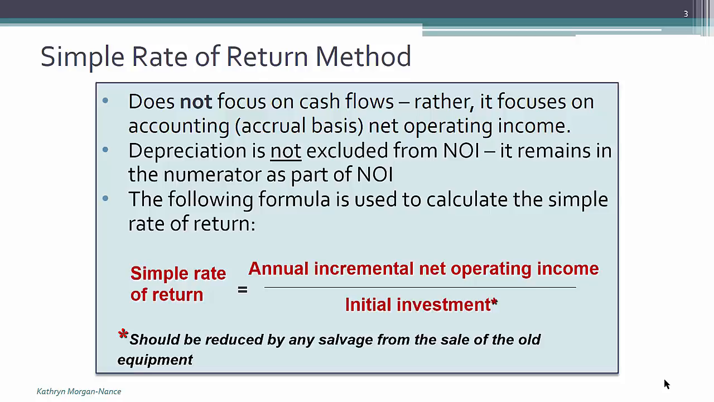Furthermore, it differs from the payback method in that it does not focus on cash flows, and therefore non-cash charges such as depreciation are not added back to net operating income. To compute a project's simple rate of return, divide annual incremental net operating income by the amount of the project's initial investment. If any equipment is sold or traded in at the beginning of the project, its salvage value reduces the initial investment.